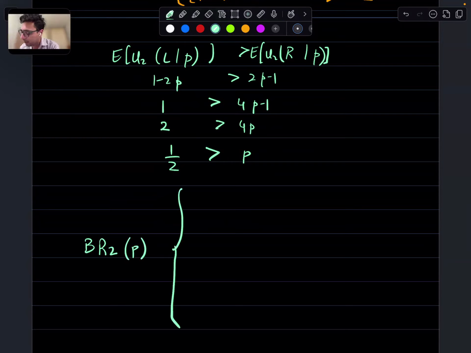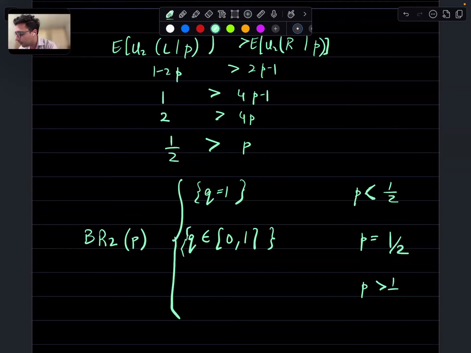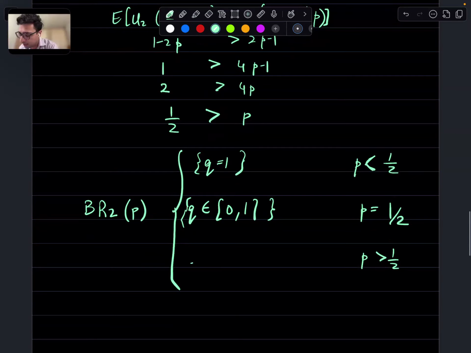And so you have this best response function. When p is less than 1/2, I would always choose q equals 1 because my expected utility from left is greater than my expected utility from right. When p is equal to 1/2, I can choose any value of q between 0 and 1. And when p is greater than 1/2, then I would choose q equal to 0. Okay, so this is how we write our best responses.